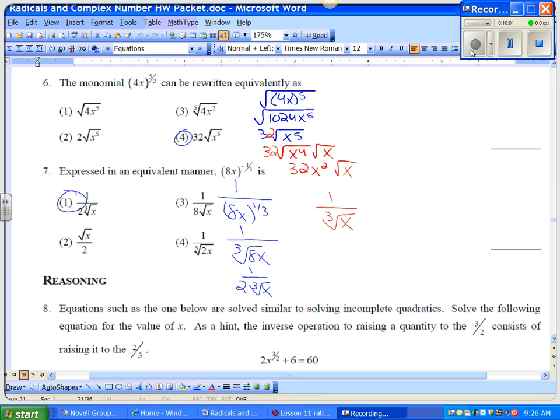If I gave you 1 over the square root of x, you guys would have no problem with that. You'd say multiply by the square root of x over square root of x, right? What's the square root of x times square root of x? Square root of x squared. What's the square root of x squared? So that's why it works, right? It simplifies out. So if I'm talking about the cube root of x, multiplying by the cube root of x again isn't going to give me a perfect cube, is it? So what would I have to multiply by?